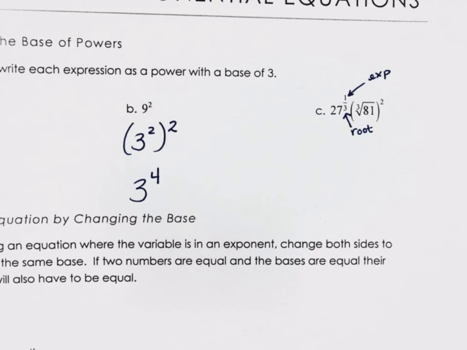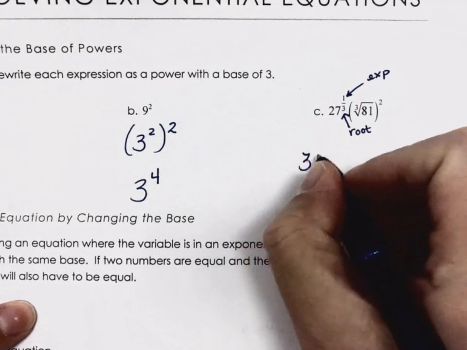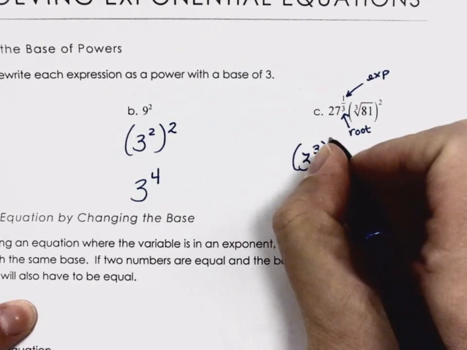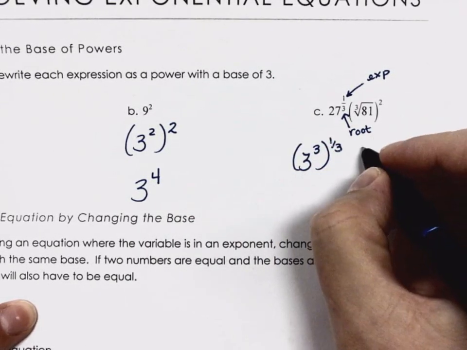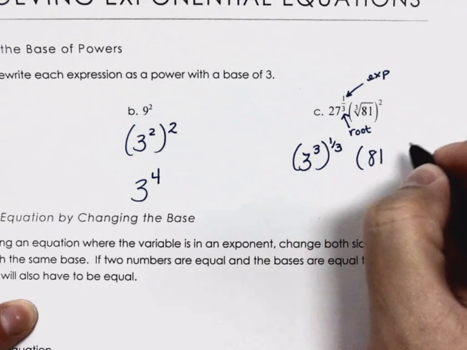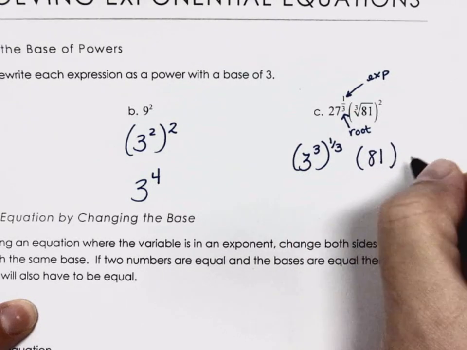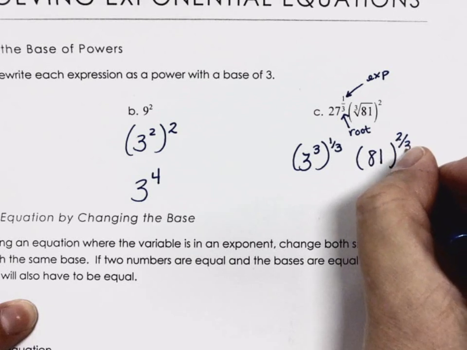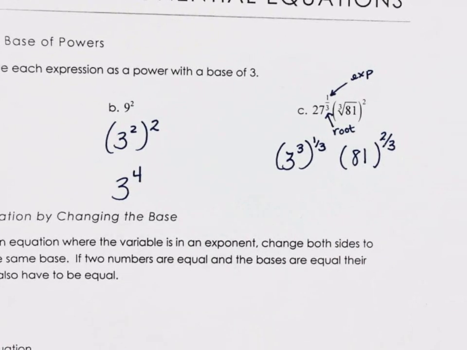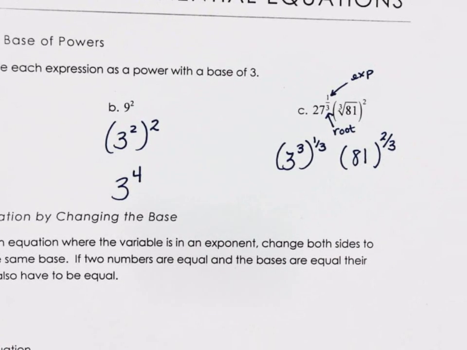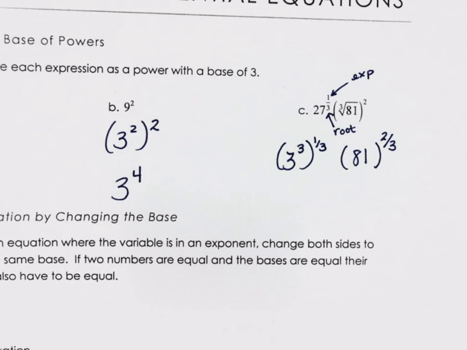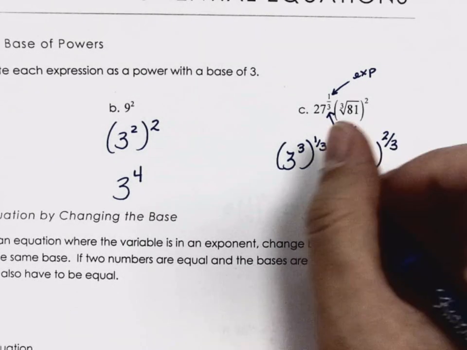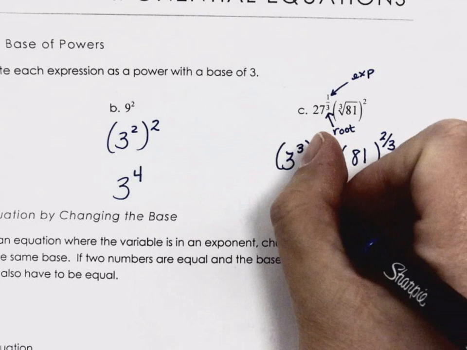So you told me that 27 was 3 to the exponent 3. So I'm going to go 3 to the exponent 3, to the exponent 1/3. Then I'm going to have 81, and that's going to be to the exponent 2/3. Do you see what I did there? I changed that radical into a rational exponent. Everybody good with that? But now I have to change that 81 to a base 3 number. Anybody have an idea of what it is? 3 to the exponent 4.